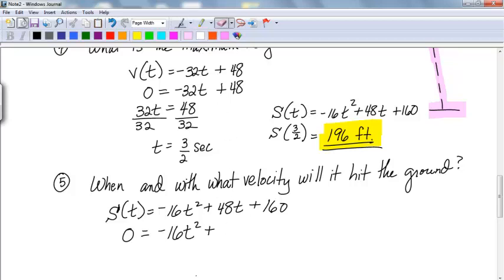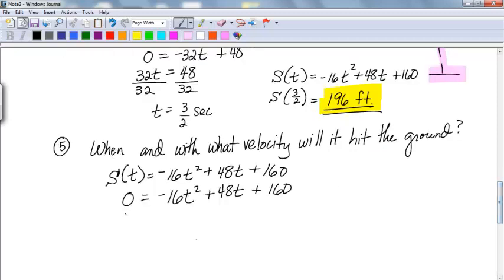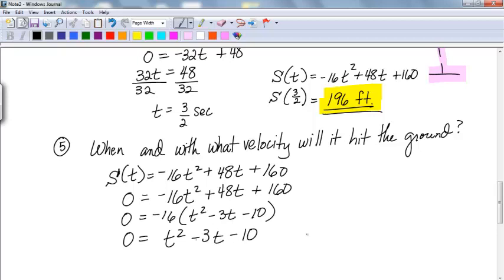Okay? What's in common in all these? What else? 16, right? Factor a 16 out. And most of you are used to factoring with a positive t squared, so I would factor out a negative 16. So you'd have t squared minus 3t, right, and then minus 10. And if we divide by negative 16 on both sides, we're down to t squared minus 3t minus 10 equals 0. Factorable.